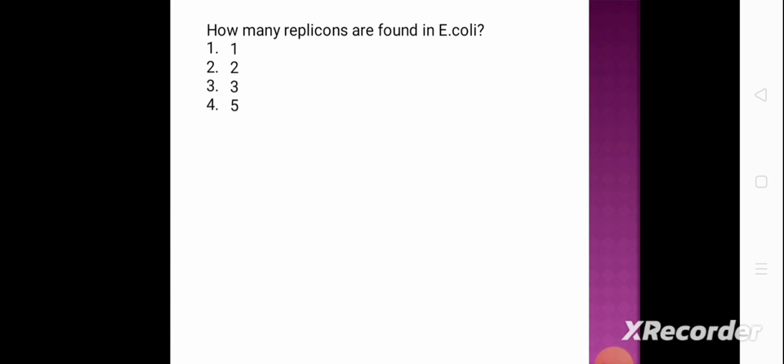Next question. How many replicons are found in E. coli? Option 1, option 2, option 3, option 4 is 5. And the correct answer is option 1.